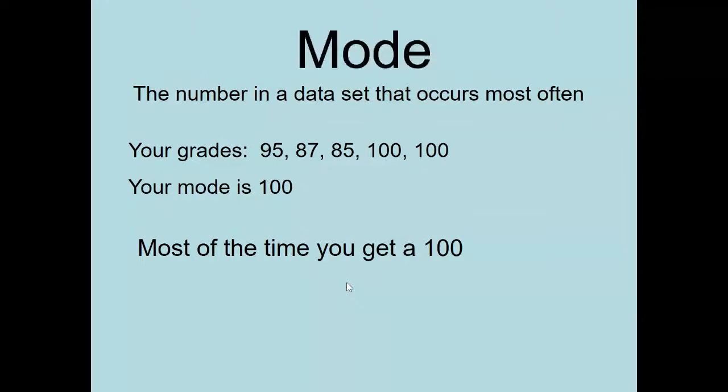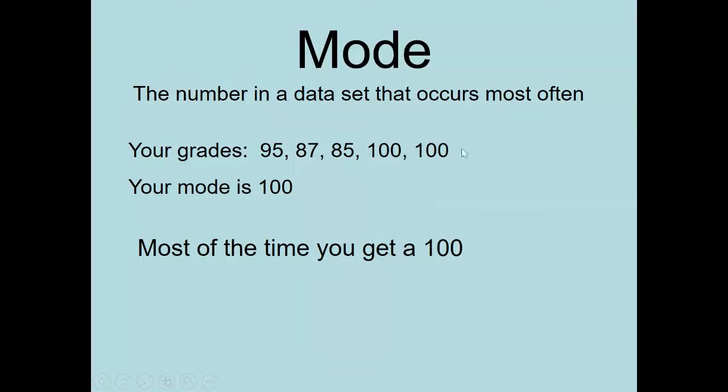All right. The mode is the number in a data set that occurs the most often. So if these were our grades, 95, 87, 85, 100, 100, your mode is 100. Most of the time you get a 100. But that, again, is not the way that we calculate your grades. We calculate your grades based on the average or the mean. It wouldn't really be fair for us to say, oh, since you get a 100 most of the time, that's your grade. Well, you also had a 95, an 87, and an 85.